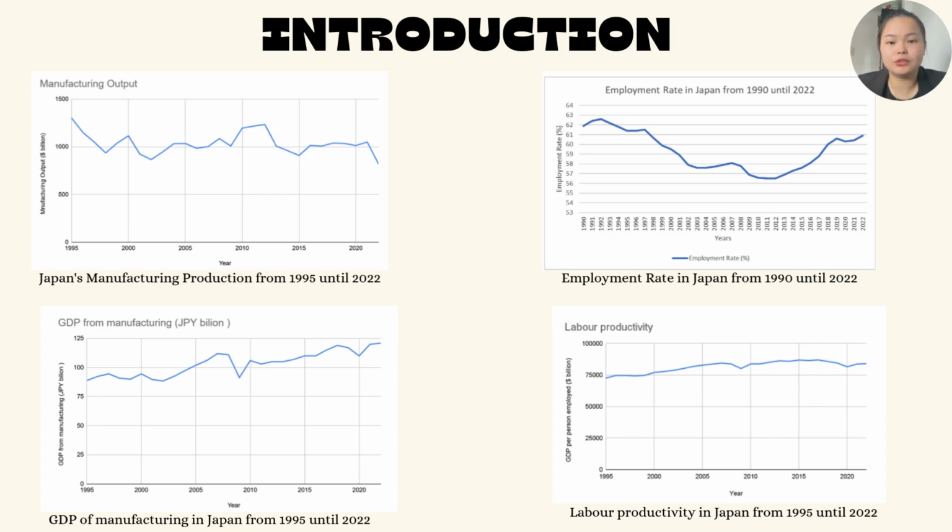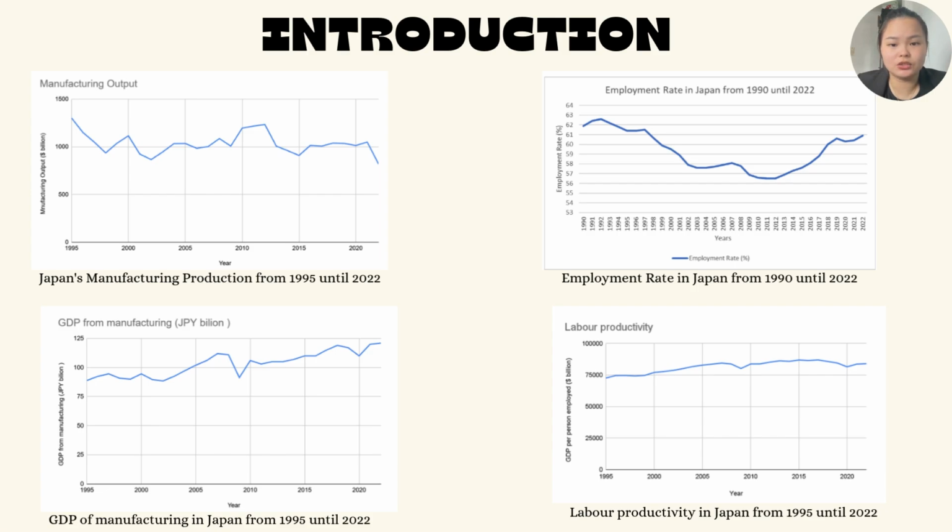The first one is manufacturing output, which fluctuated: it peaked in 1995, declined in the crisis of 1997 until 1998 and 2008, and dropped again in 2022. It was impacted by the financial crisis, global economic conditions, and supply chain disruption. Next is the employment rate in Japan, which had a minor decline in 2000 because of the aging population, automation, and structural labor market changes.